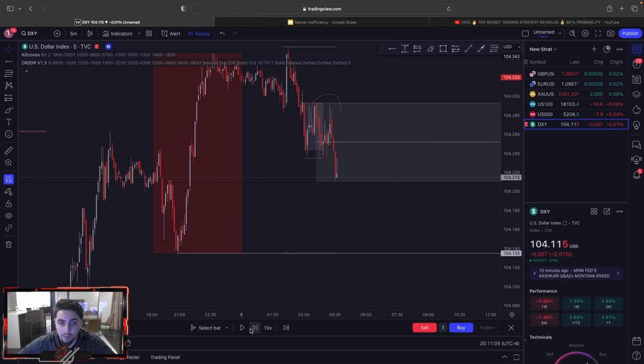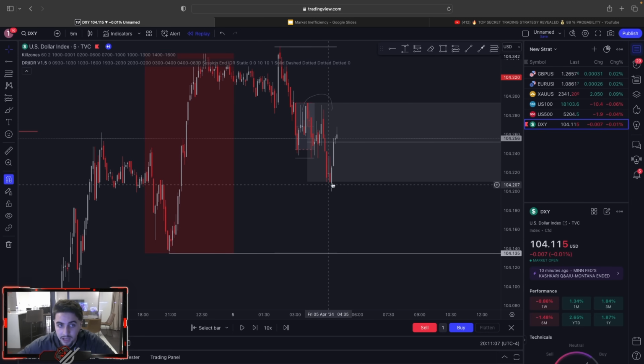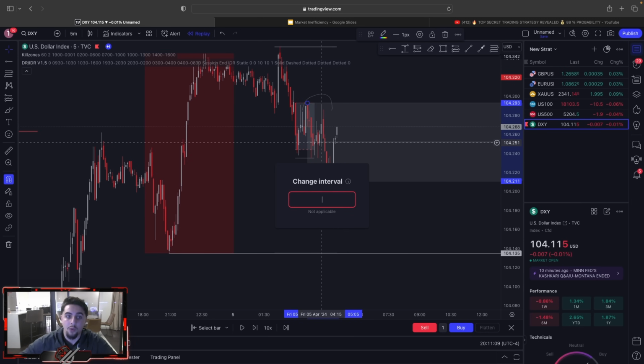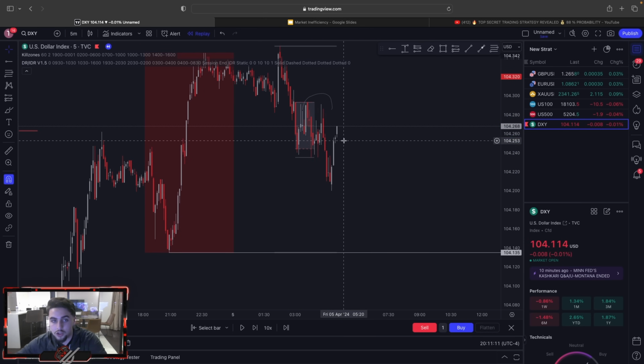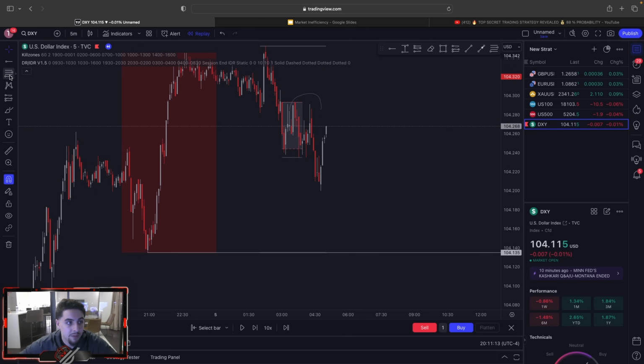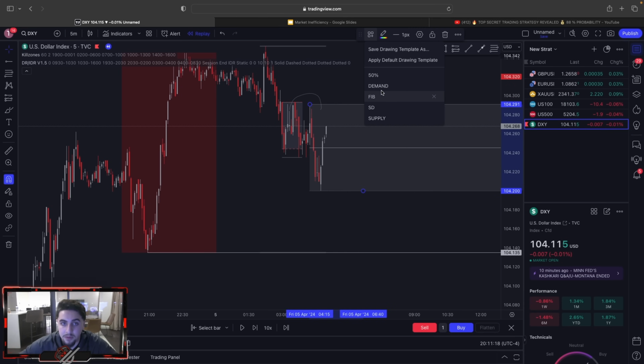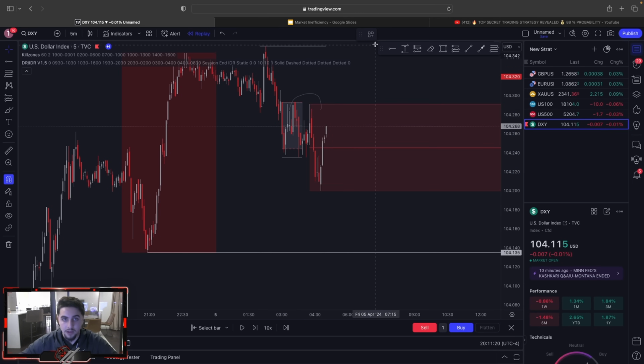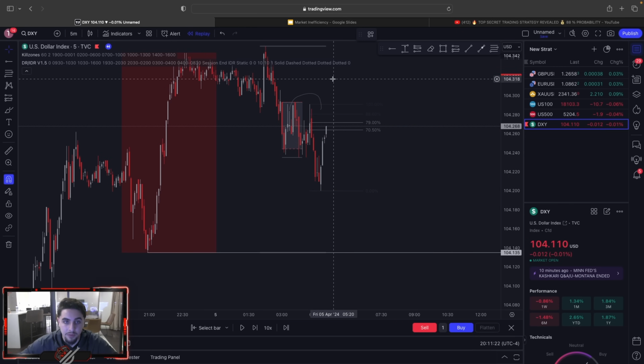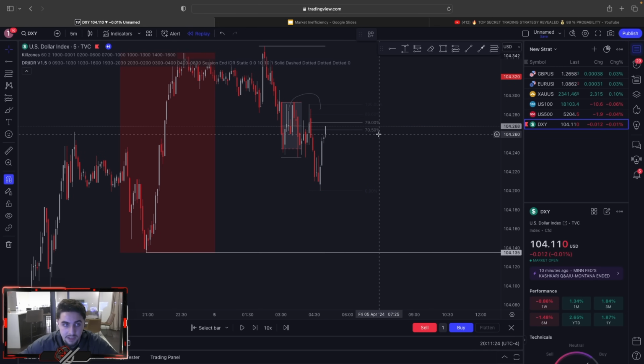So we simply wait for a pullback. Now that we see price pulling back, what do we do? We then use our normal concepts. We then fib up the price range from the wick high into the wick low. We look for our premium levels. So this is 70.5, this is 79%.